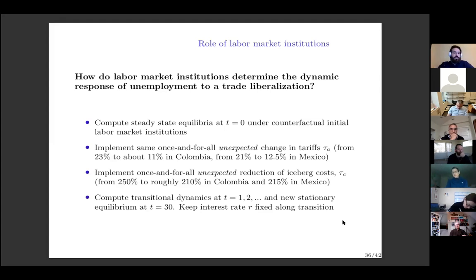To answer this question, what they do is to solve the first steady state under a counterfactual labor market institution, and then implement exactly the same trade liberalization. So the input response function that I will have will be different relative to the initial one only because the initial level of institutions is different. So differences in input response function can only be attributed to differences in the initial level of institution.